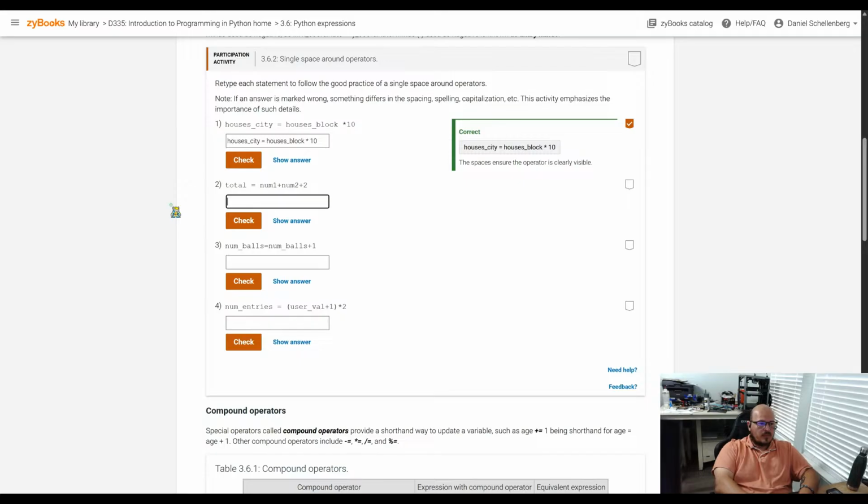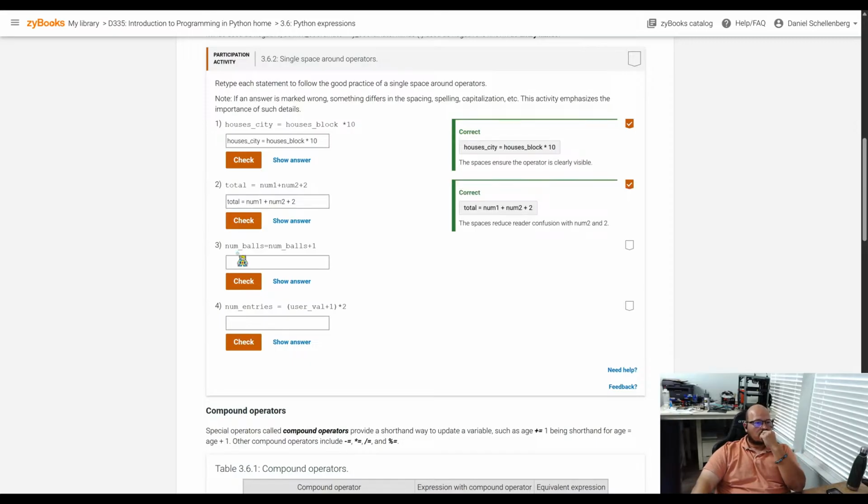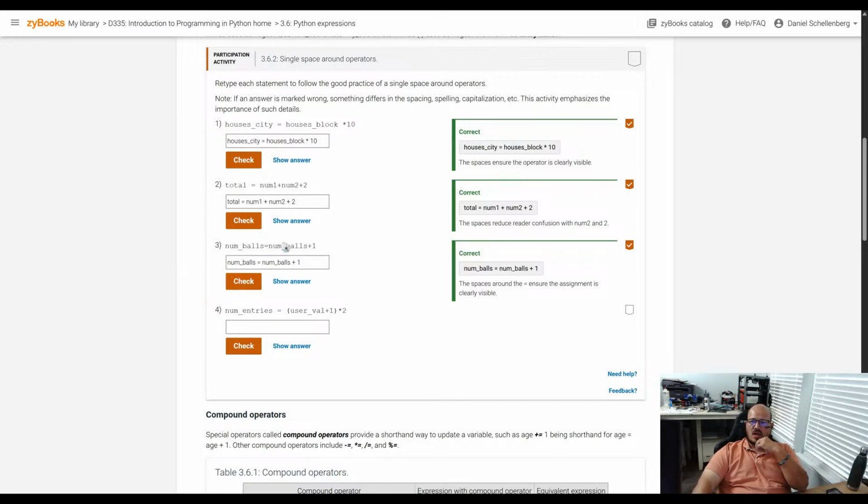And this one, total equals num1 space plus space num2 space plus space 2. Num ball space assignment space num underscore ball space plus space 1. Oops, 1. Okay. So I'm just adding the spaces as it talked about, for having good practice.